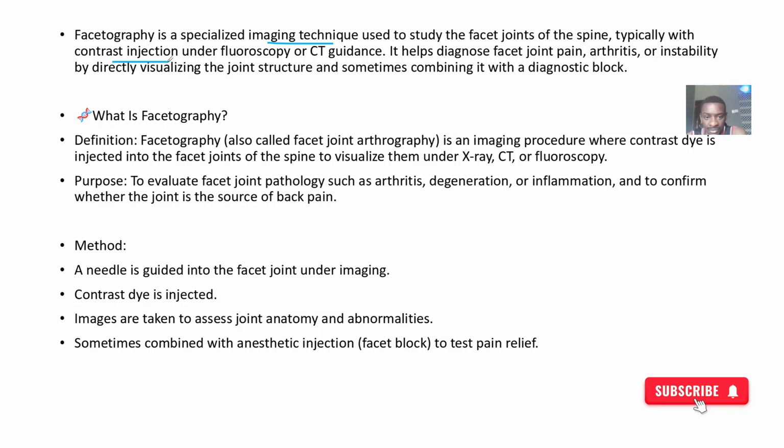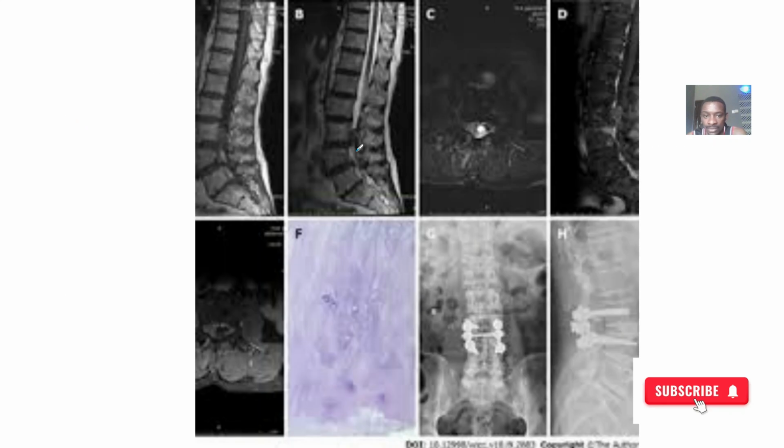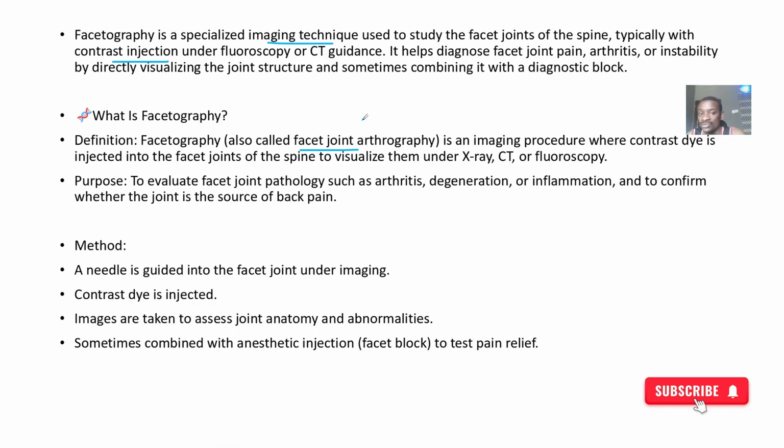Okay, so it's also called what? Facet Joint Arthrography. So arthrography is generally for joints. So this one now is the facet joint. So it's an imaging procedure where the contrast dye is now injected into the facet joints of the spine to visualize them. When you do an X-ray, CT scans, or fluoroscopy, you get to see it better.